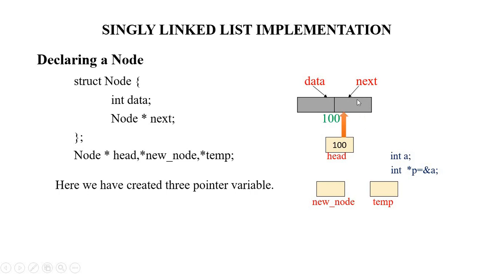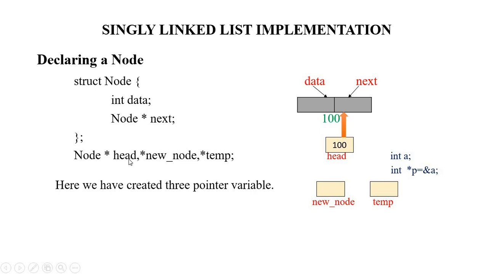Now this next is going to hold the address of the next node. So what is the data type of this entire node? The data type of this entire node is struct node. This star next was holding the address of the next node, so what will be the data type of that node? Obviously the next node also will be node. So here we are using node star next. That's why we are using the data type node.